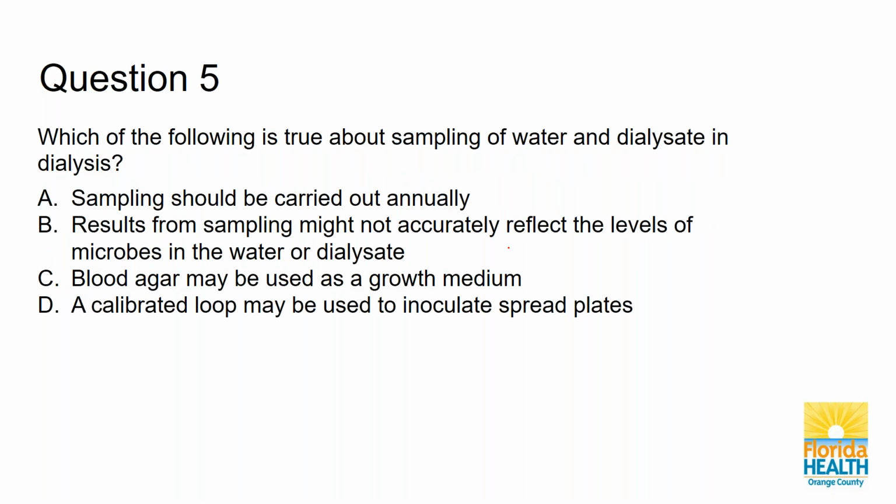Okay, question 5. Which of the following is true about sampling of water and dialysate in dialysis? A, sampling should be carried out annually. B, results from sampling might not accurately reflect the levels of microbes in the water or dialysate. C, blood agar may be used as a growth medium. And D, a calibrated loop may be used to inoculate spread plates. Give you some time there.